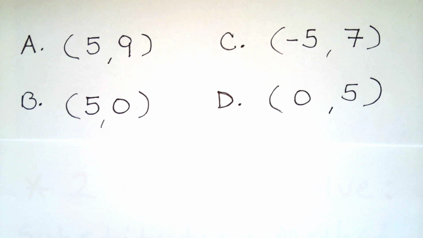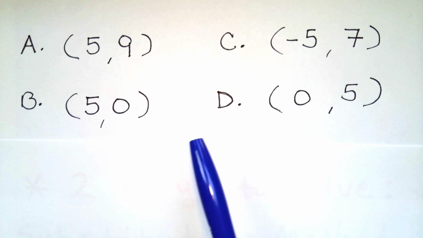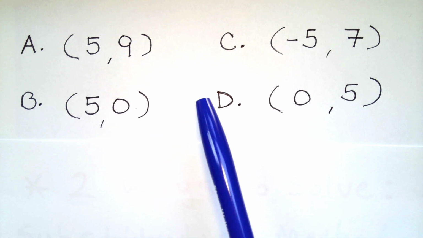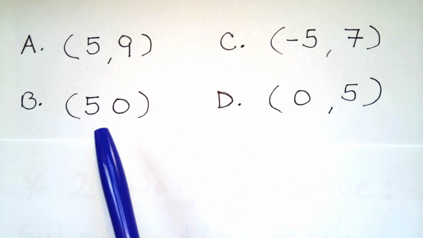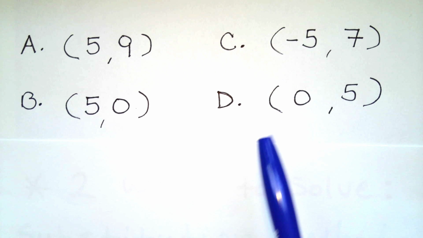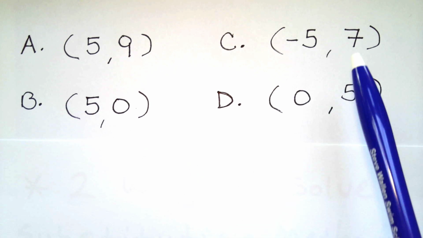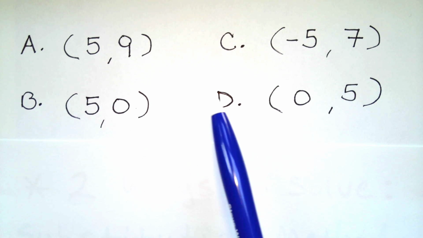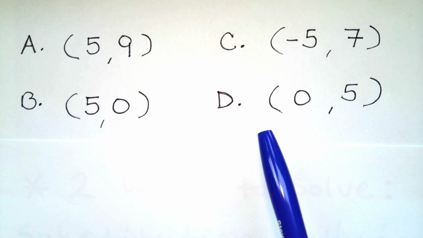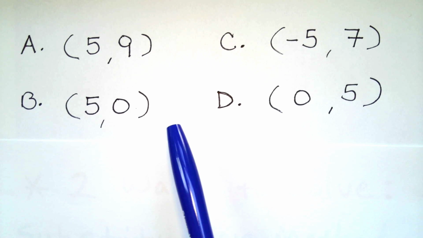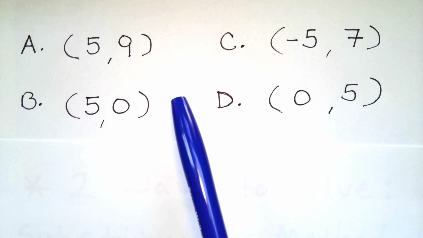So as you can see here, options A, B, C, and D, each one of these is an ordered pair or plot point. Another way to say ordered pair is a plot point on a graph. The first value here in the parentheses is your x value. The second term, 9, 0, 7, 5, those are your y values. So each of these, A, B, C, and D, is a plot point or ordered pair graphed onto an x and y coordinate grid.